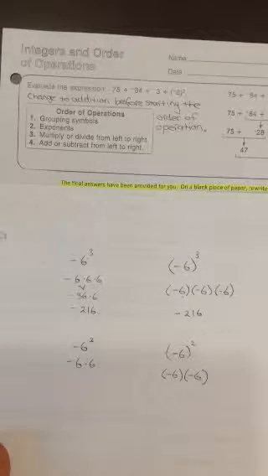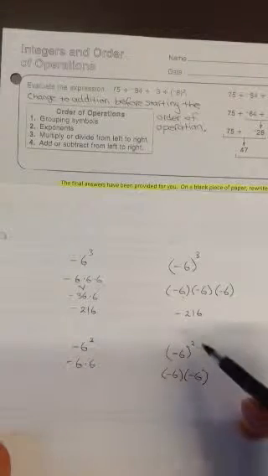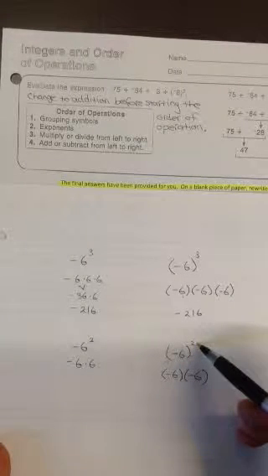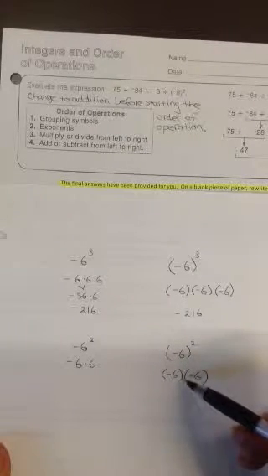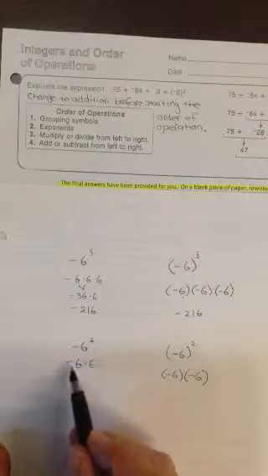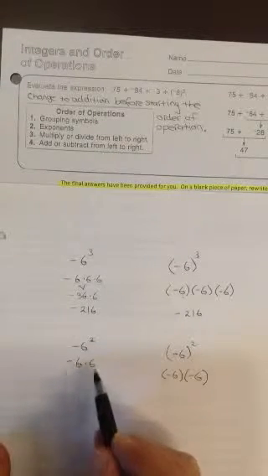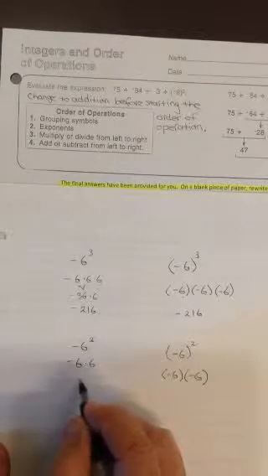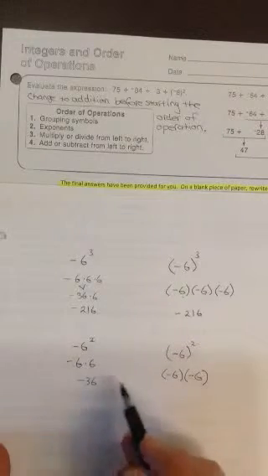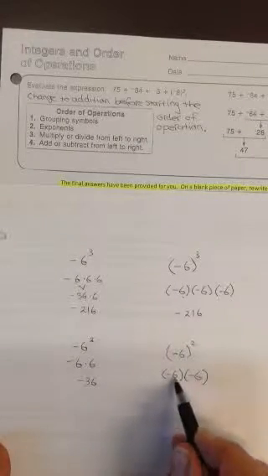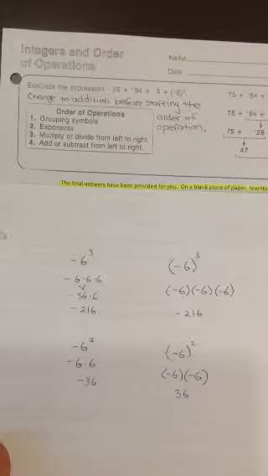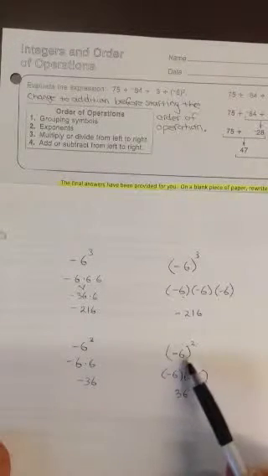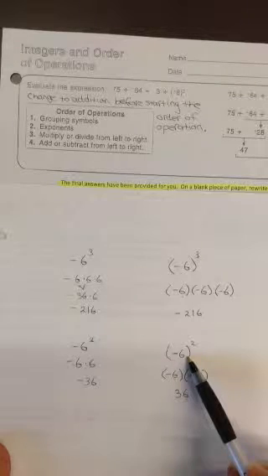Now we're going to end up with very different answers. When you have an even exponent, you end up with a positive answer when you have this type. So watch what happens here. Negative 6 times a positive 6 is negative 36. This one, a negative times a negative is going to be a positive 36. So notice how different it is when it has parentheses.